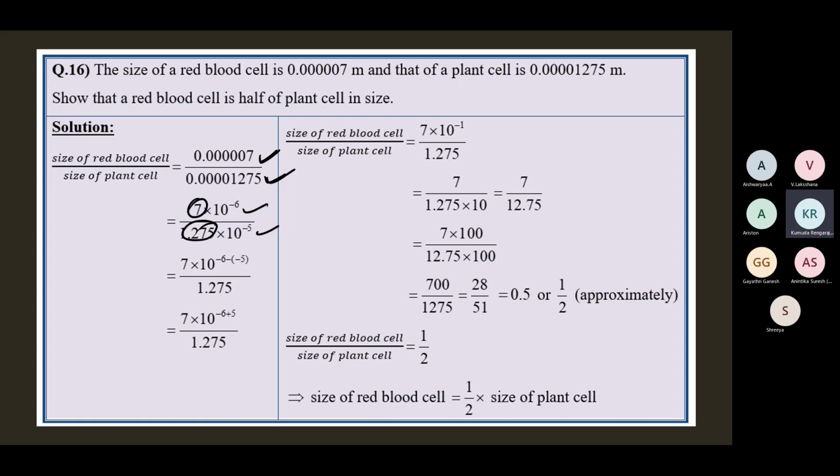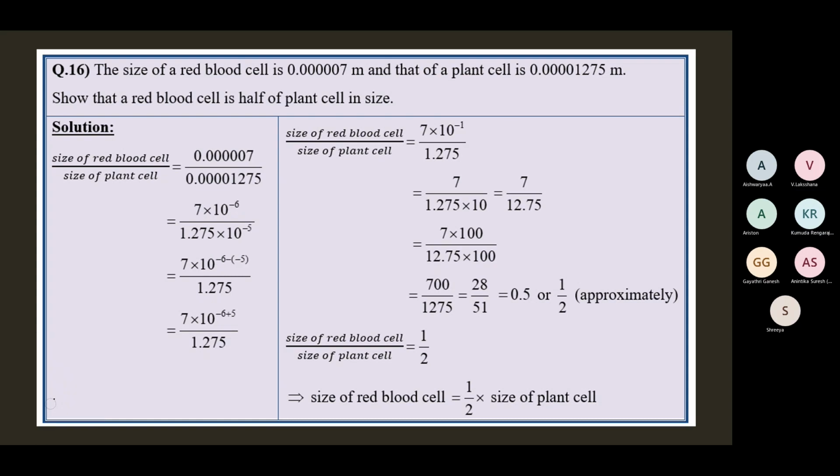Use the law of exponents. When bases are same and it's division, we subtract the powers. So write the powers -6 and -5. Take a minus sign in the middle. You'll have to subtract the powers. So that becomes -6 plus 5, which is -1.